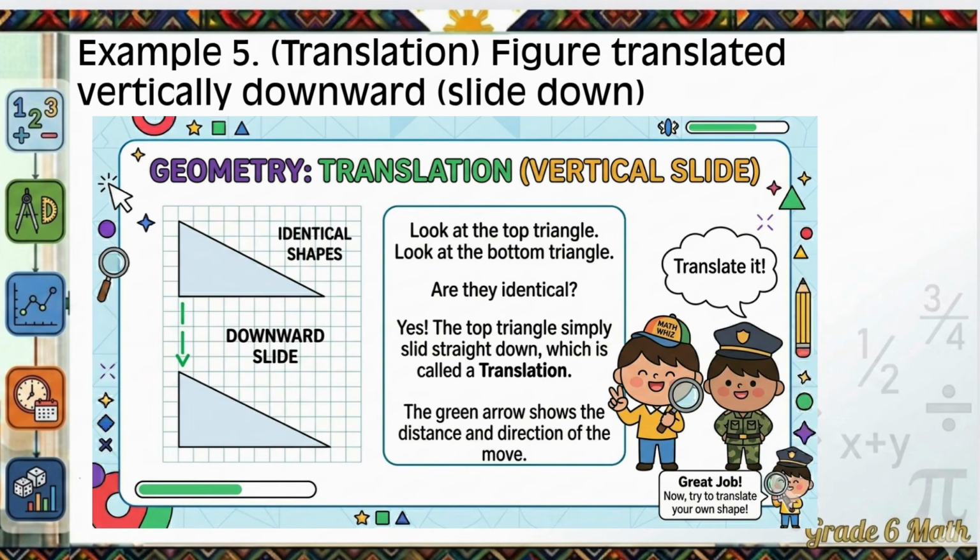3. The green arrow. See that green dashed arrow? That is our guide. It tells us two very important things. Direction. It tells us we are moving down, vertical. Magnitude, distance. It shows us exactly how many blocks the shape traveled on the grid.